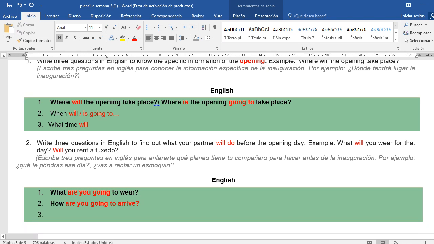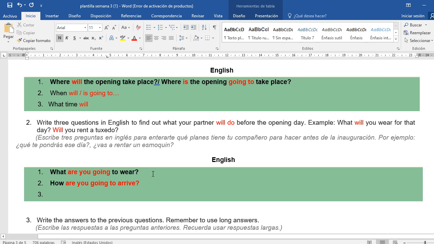Then on the second part, you are going to invite a friend to the opening, and you want to ask him or her some questions about how he or she is going to be at the opening. So one of the questions that I have written is, what are you going to wear? ¿Qué te vas a poner? How are you going to arrive? ¿Cómo vas a llegar o cómo te vas a ir? Are you going to be with someone? ¿Vas a ir con alguien más?